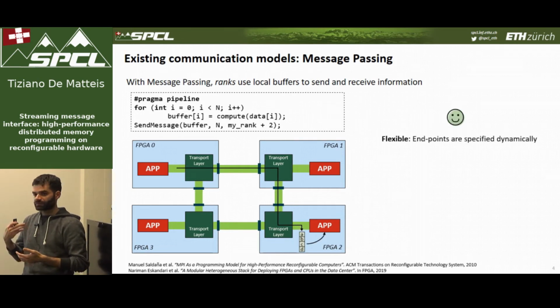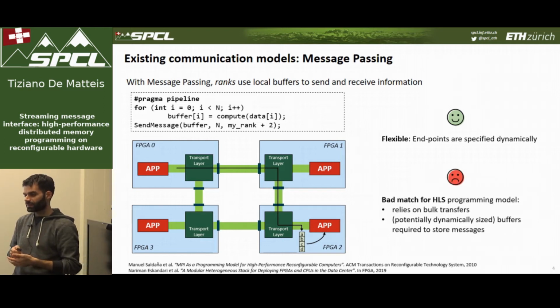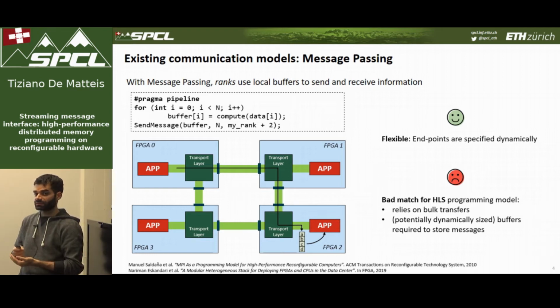Now, this is a well-known paradigm, and it is really flexible from the user perspective because endpoints can be specified dynamically, for example. However, this is a bad match for HLS programming because this relies on bulk transfer, while we would like to have a model that allows us to communicate while we compute. Furthermore, this requires potentially dynamically sized buffers that are difficult to manage in FPGAs.